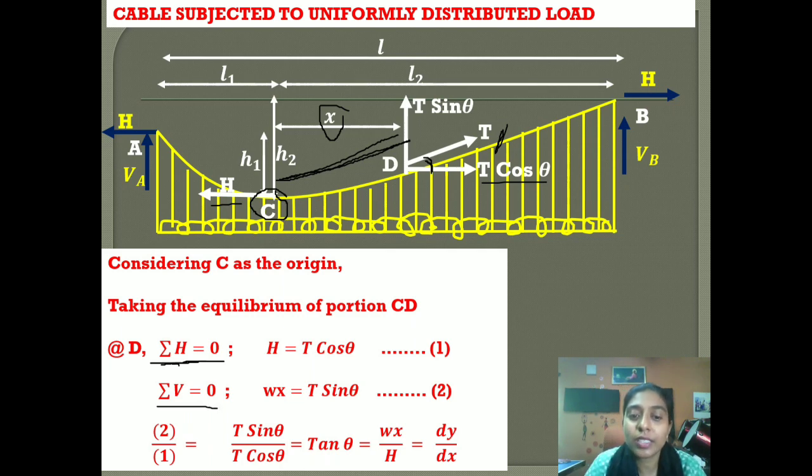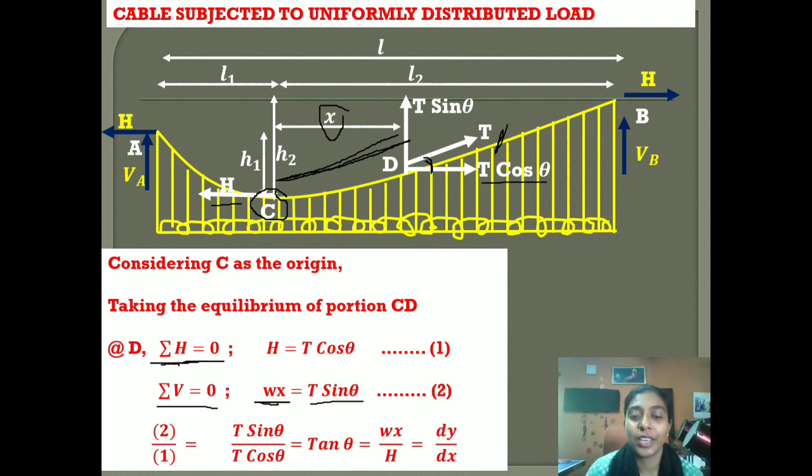Now sigma V is equal to 0. We know the vertical component is T sin theta at D, and in the portion CD the vertical load is WX. So WX is acting downwards and T sin theta is acting upwards. So WX is equal to T sin theta. We take this as equation number 2.